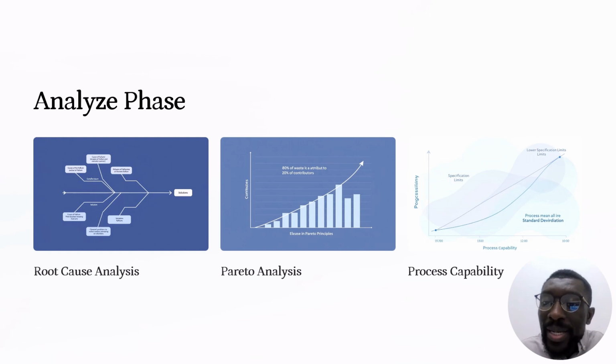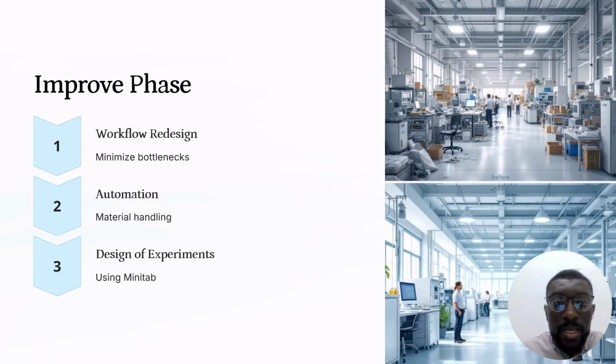And then the process capability was the way to see if there were deviations in the process and if the process was capable of producing quality product. And with that, we look at key KPIs, such as Cpk and Cp, which we will define later on. So on the improve phase, we look at the workflow redesign to minimize our bottleneck.